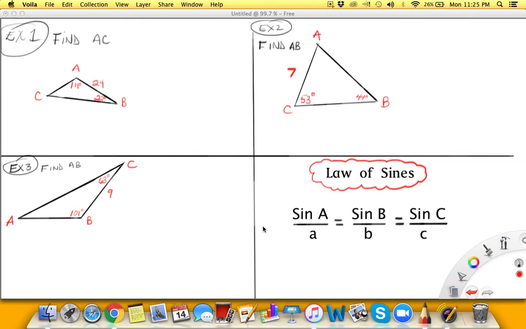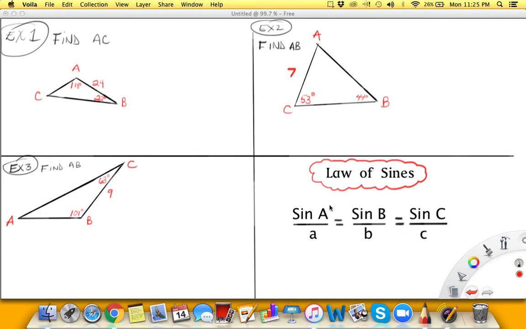Today we're going to be talking about the law of sines, and as you can see in this bottom right corner, I have the law of sines already written out. The law of sines is just a ratio comparing the sine of angle A over the length of side A is equal to the sine of angle B over the length of side B, and that's equal to the sine of angle C over the length of side C.